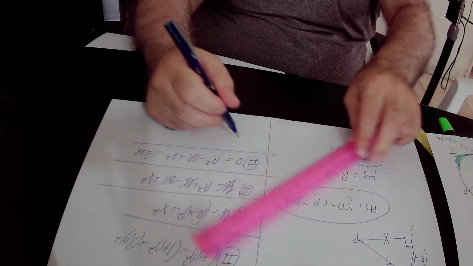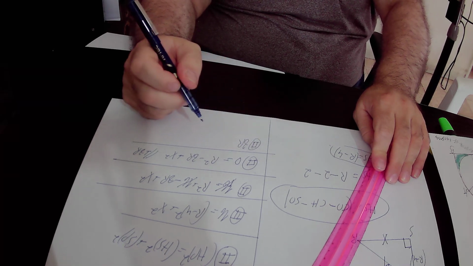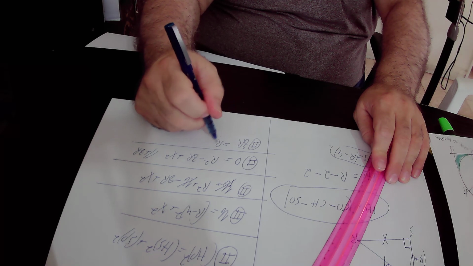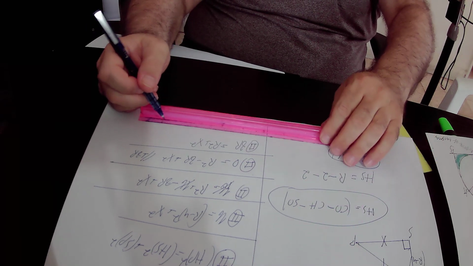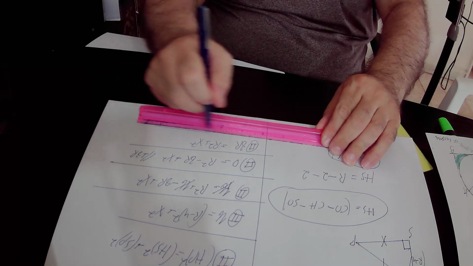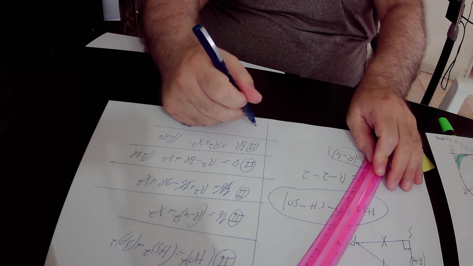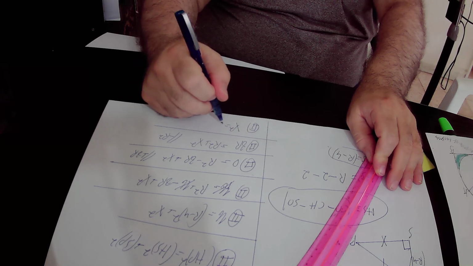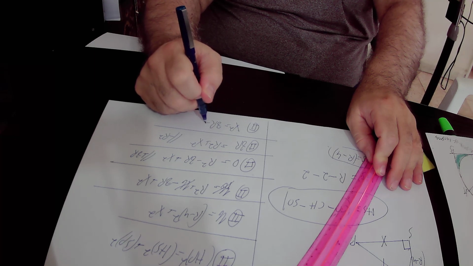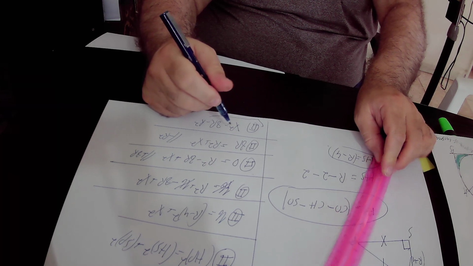8R equals R squared plus x squared. Here we subtract R squared from this equation, equation number 2, and we get that according to equation number 2, x squared equals 8R minus R squared. Okay?